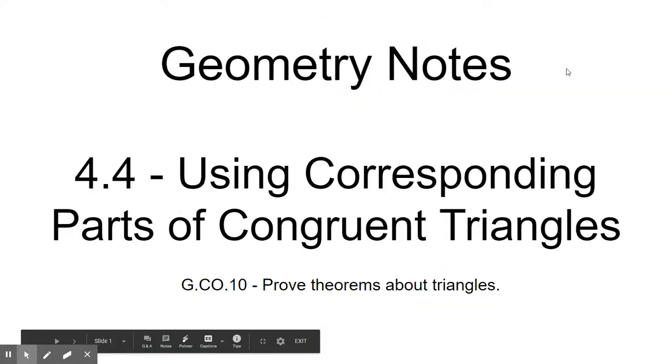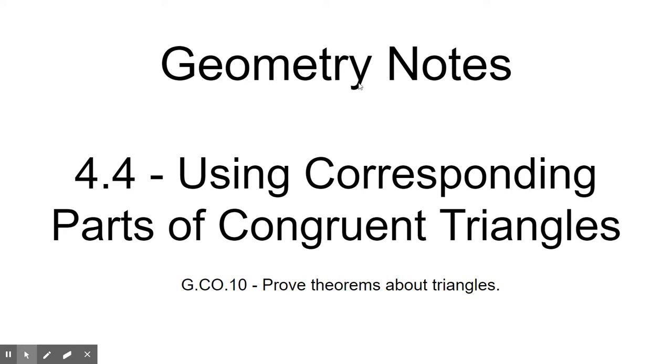All right, geometry. So here are the four notes on using corresponding parts of congruent triangles. As we continue on in our proofs, this is like the next step up. In your previous proofs, they all ended with congruent triangles. Well, now in section 4.4, we're going to take it one step further. Once we prove these triangles congruent, can you tell me that another pair of corresponding parts are congruent?